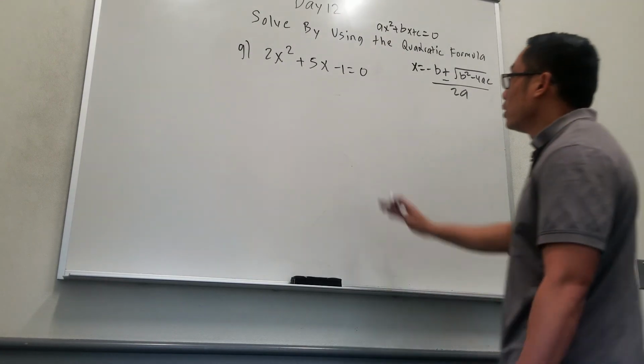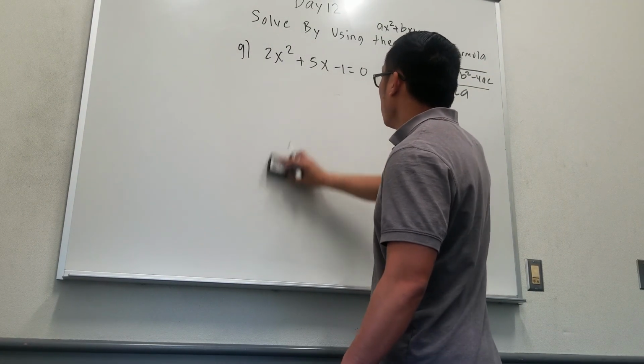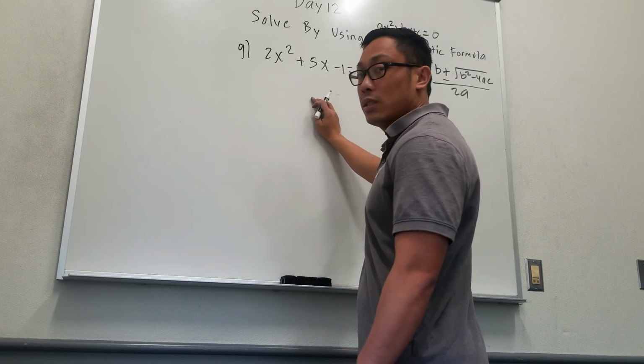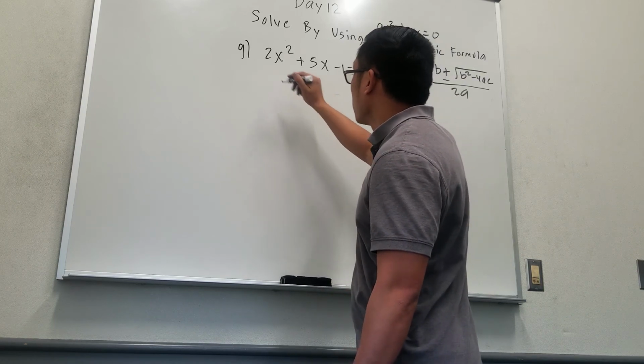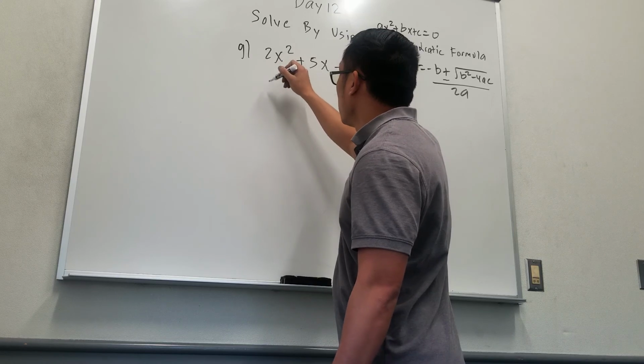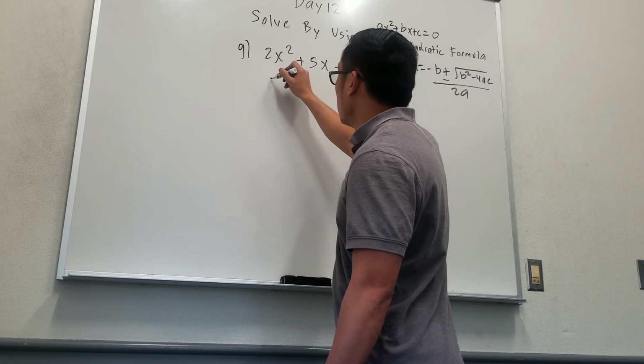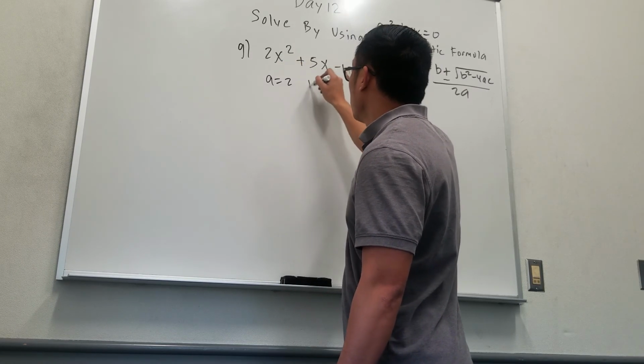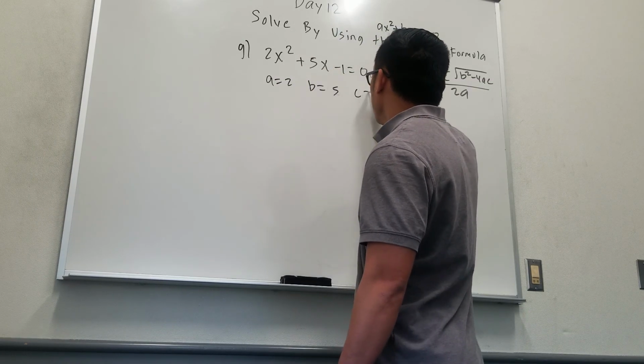Oh, I should try it first, and then I'll let you try the next one. If this doesn't make sense, if you can do it yourself, try it, then that's perfect. So I'm going to do it. You have a: a is equal to 2, b is equal to 5, c is equal to negative 1.